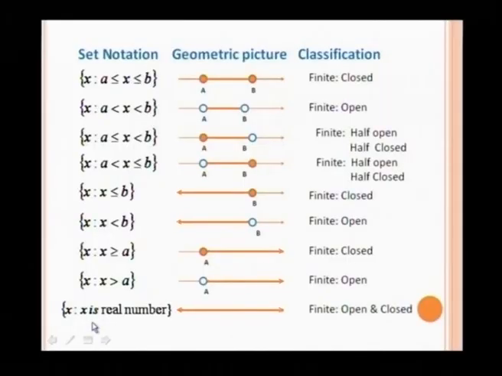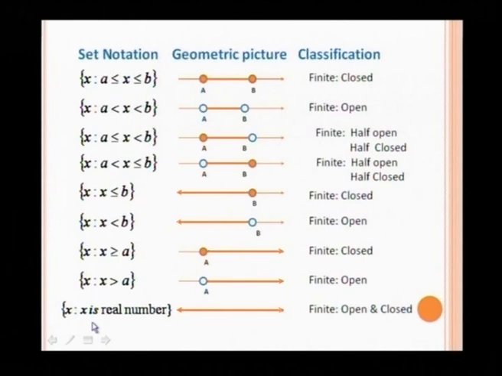Now from the slide on the screen, you can learn about set notation, geometric picture and classification of intervals. For the first example, if we consider a set notation as x such that x is greater than or equal to a and less than or equal to b, its geometric picture would be like this, where both a and b are included. So its classification is a finite and closed interval.